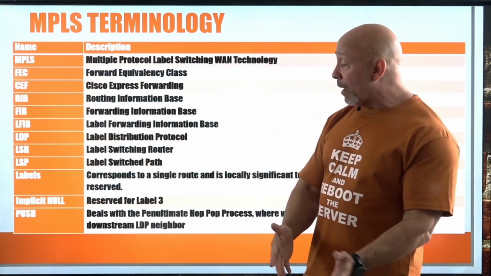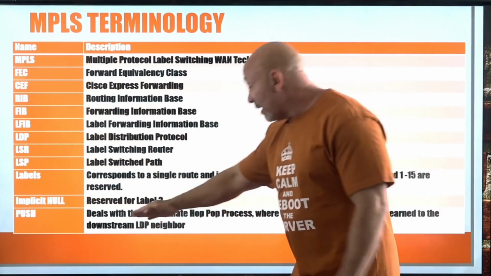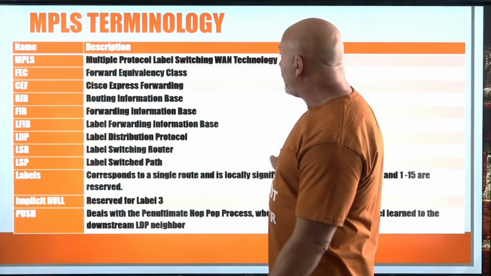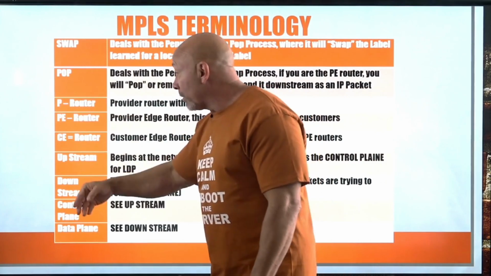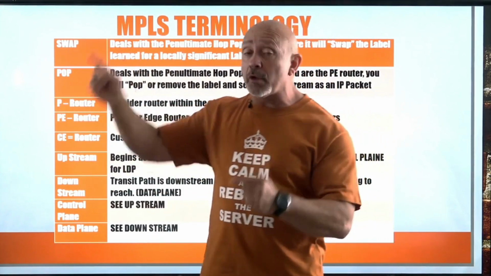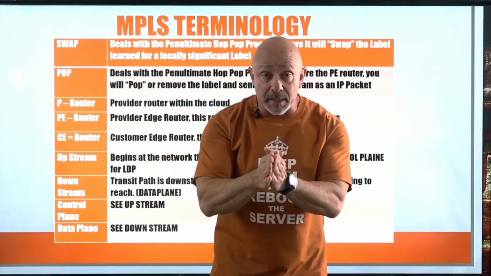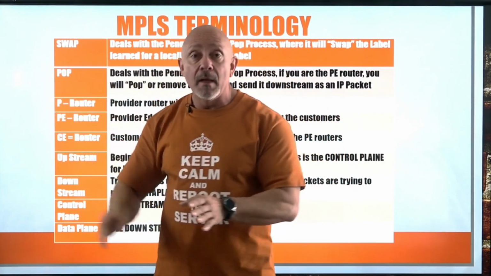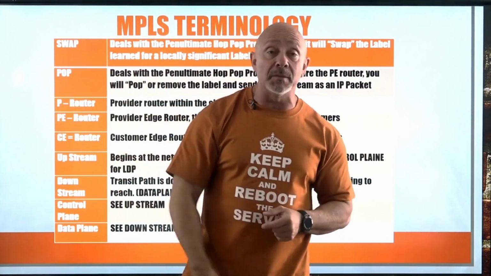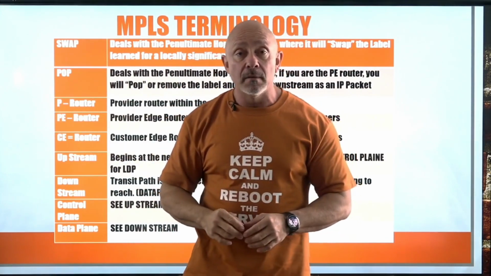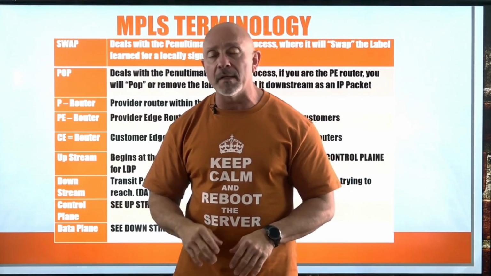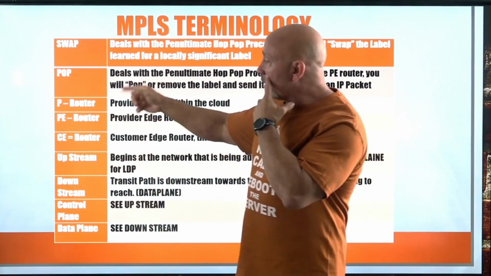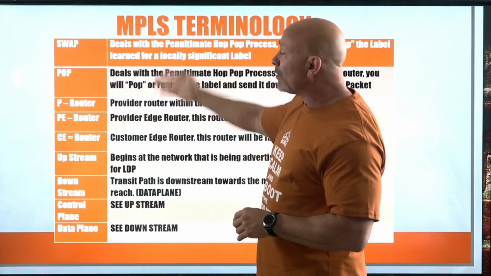What we just talked about is called the penultimate hop pop process. It pushes the label, then it swaps the label, then it pops the label. The first router pushes it, then the ones in between swap, swap, swap. Then when it gets to the last router going to your customer, it's got to take that label out. It's just pure IP going down to your customer edge routers. But in between, it does this.